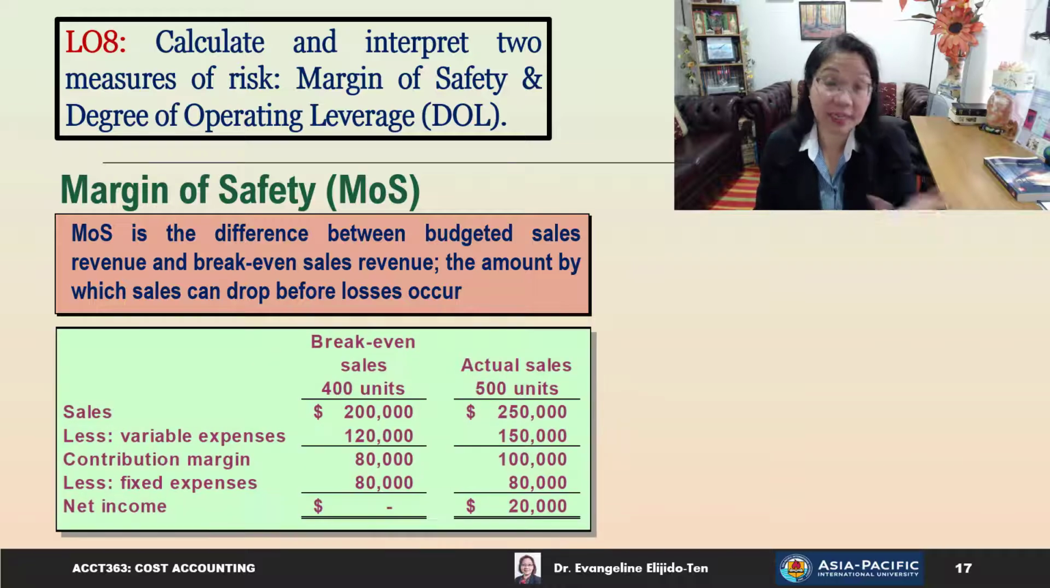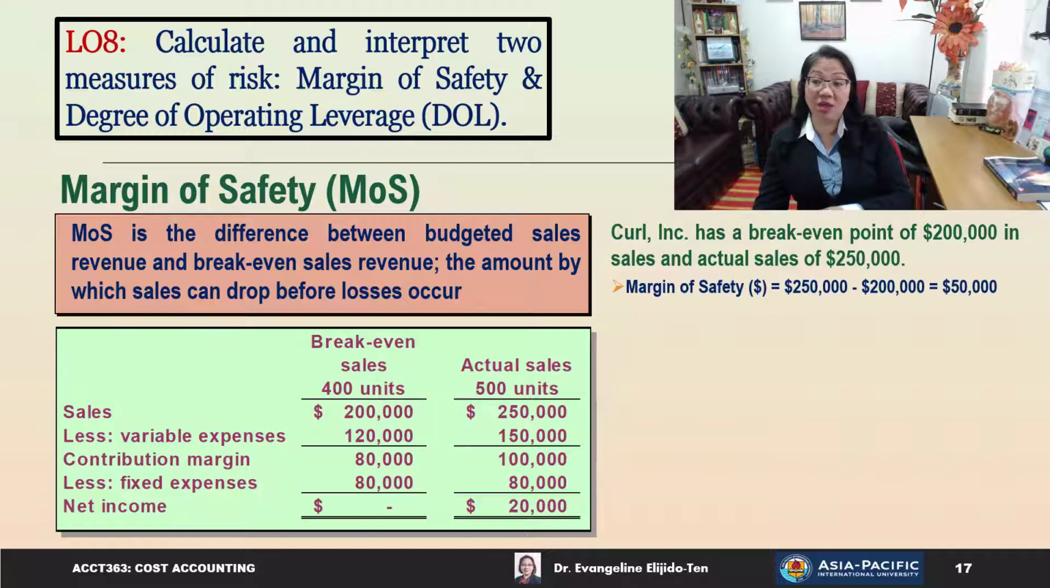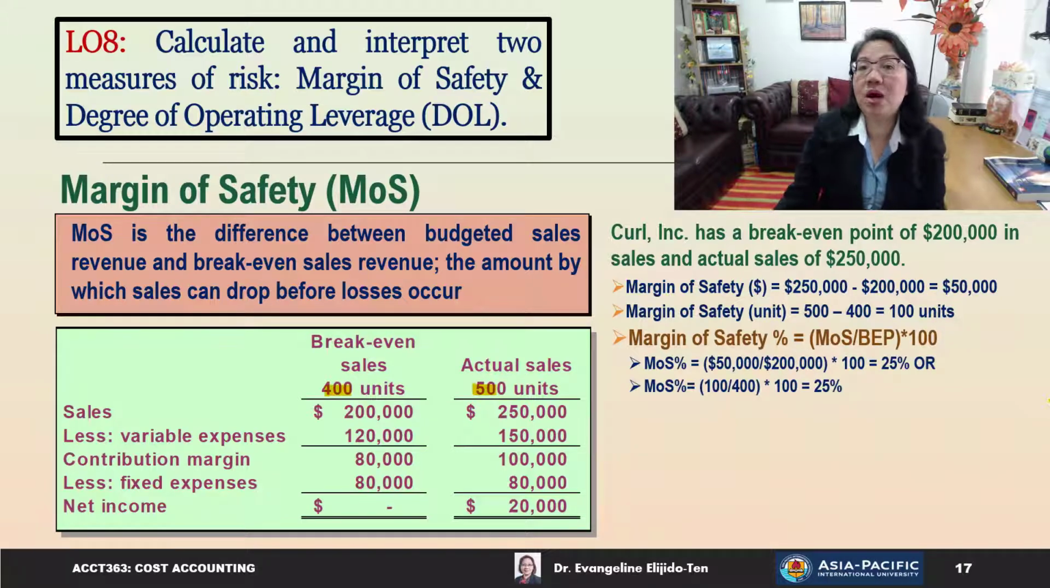All right, so let's go back to the Curl Inc. example. Currently, their actual sales is 500 units and their break-even sales, as we have calculated, is 400 units. In this case, if we are to calculate the margin of safety in dollars, we can see that our actual sales is $250,000 and our break-even sales is $200,000, and so our margin of safety in dollars is $50,000. Our margin of safety in units is simply 500 units minus the break-even units of 400, and so the difference is 100 units.